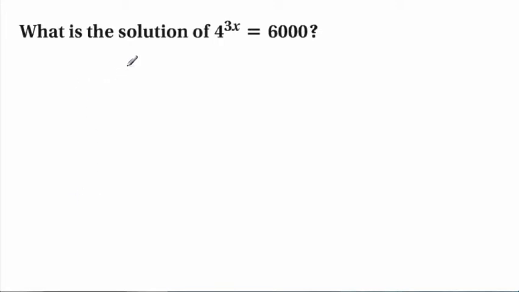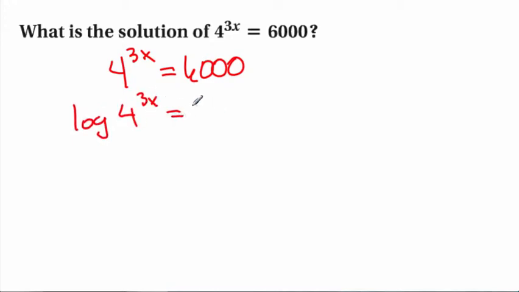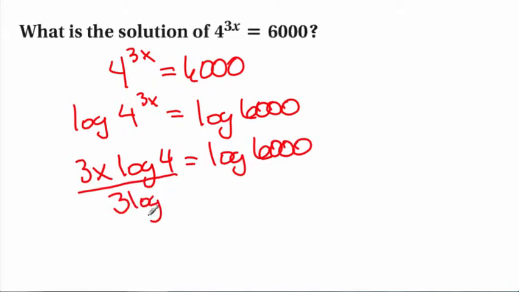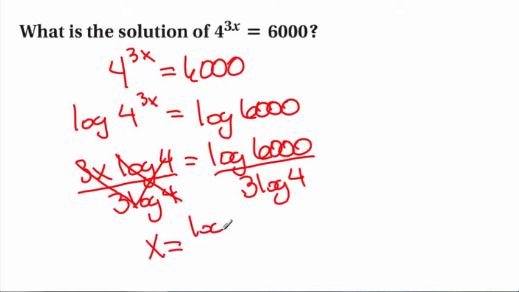So what is the solution of 4 to the 3x equals 6,000? I'm going to take the log of both sides. I apologize, I did not take the log of 6,000. So I've got both the 3x up front. Divide by 3 log 4. That 3 cancels that one. That log cancels that one. So x is equal to log 6,000 over 3 log 4.